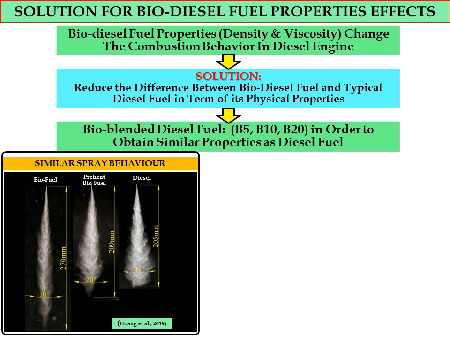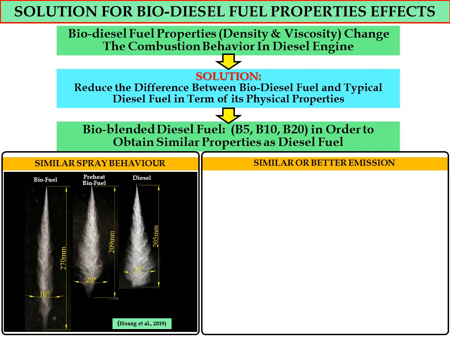However, when the biofuel temperature is slightly increased, so we try to preheat the biofuel before entering the combustion chamber, we will get a spray angle and spray penetration that are almost similar to the typical diesel fuel: spray angle at 20 degrees and spray penetration at 209 millimeters. So for this investigation, preheated biofuel has quite similar spray behavior. So we want to have this kind of similarity before we introduce the biodiesel fuel into the diesel engine.